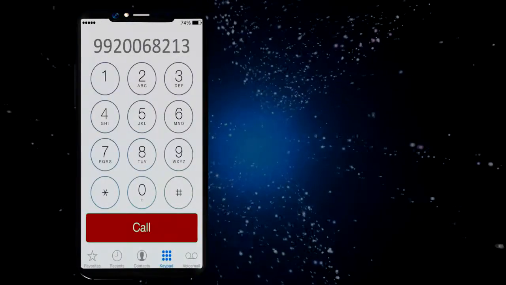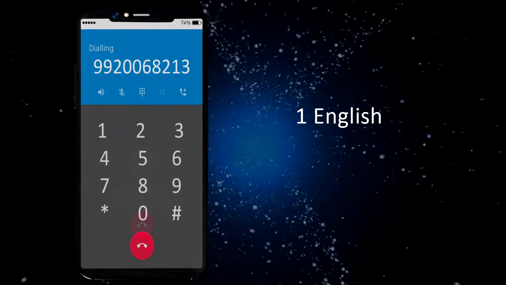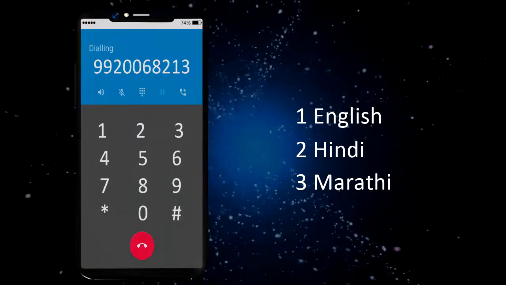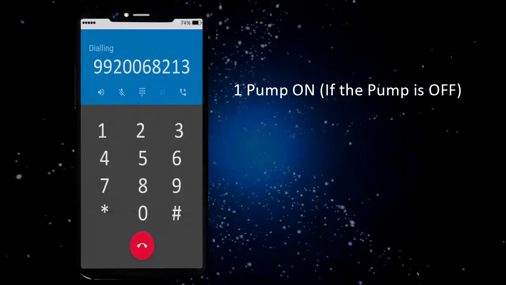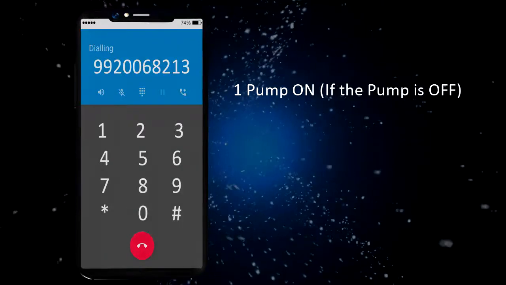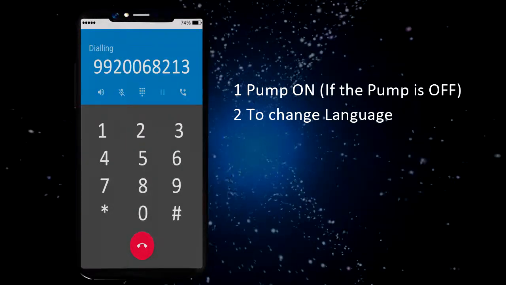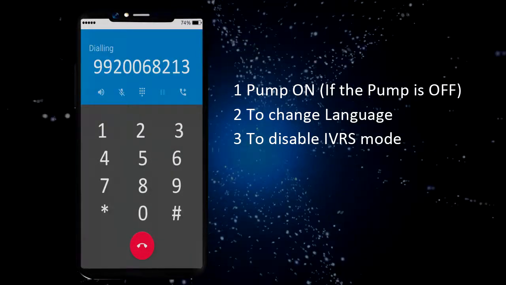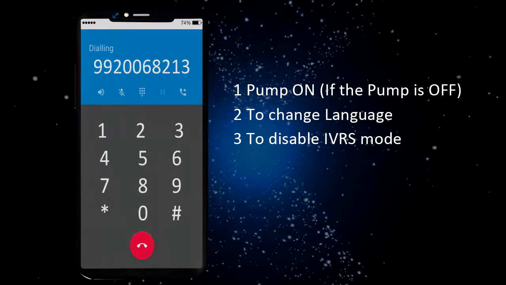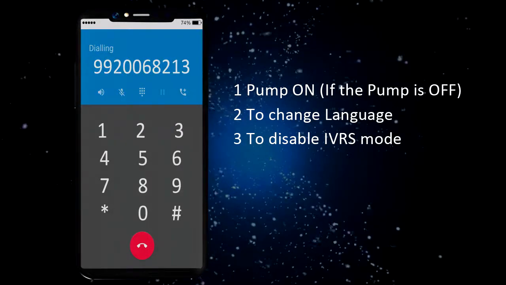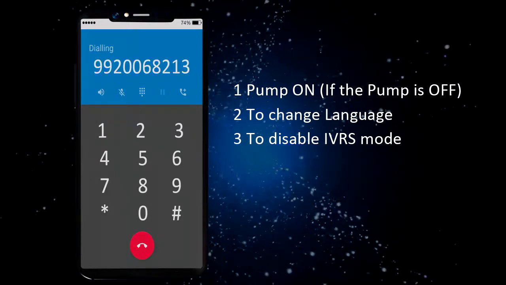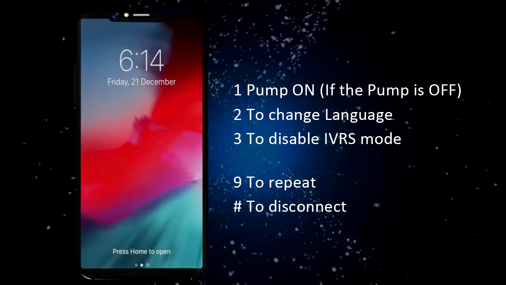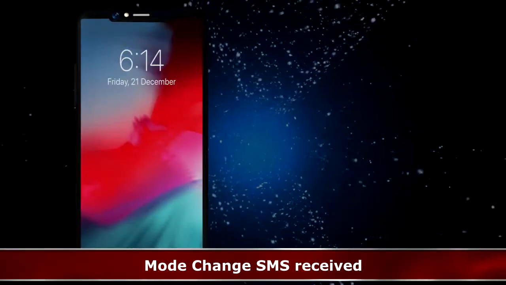Call the helpline number. Choose language by pressing 1 for English, 2 for Hindi, or 3 for Marathi. Press 1 for pump on if the pump is off. Press 2 to change language. Press 3 to disable IVRS mode. A voice message will be played indicating that the IVRS mode is disabled and missed call mode is enabled. Press 9 to repeat. Press hash to disconnect.